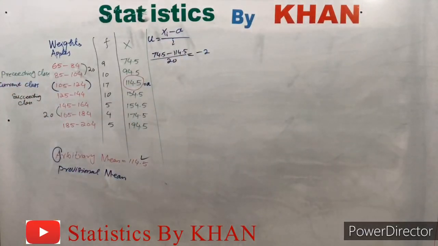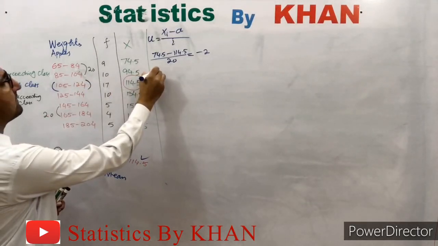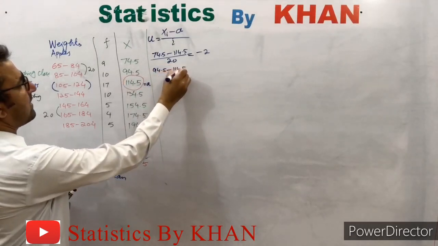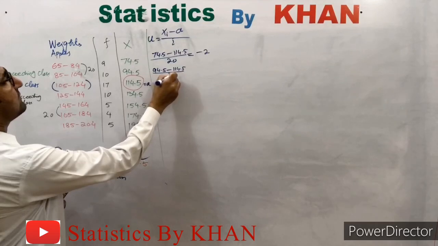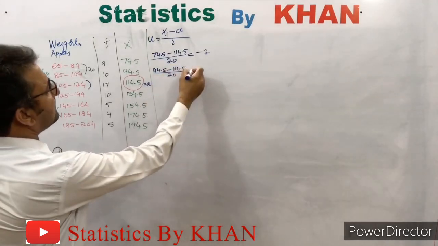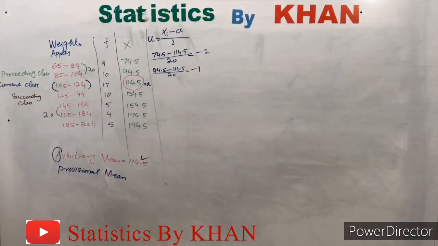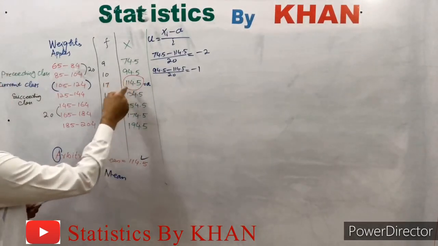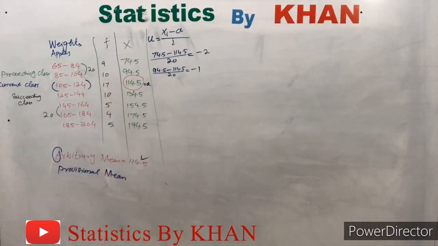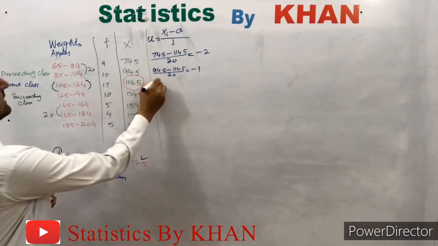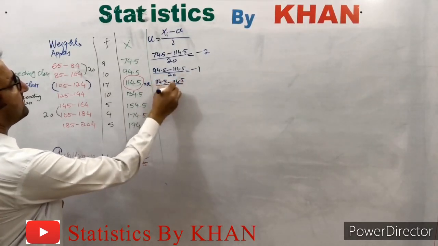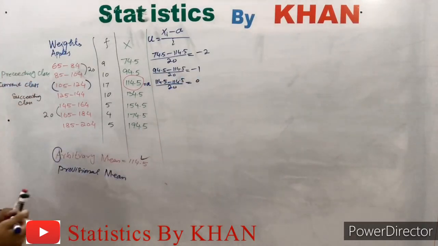Similarly, for the next value of x, which is 94.5, subtract the arbitrary mean again. Divide it by the class interval 20. So if we simplify it, we will get minus 1. Similarly, this arbitrary mean will be taken as the value of x as well. So now 114.5 minus 114.5, divided by 20, will give us 0.